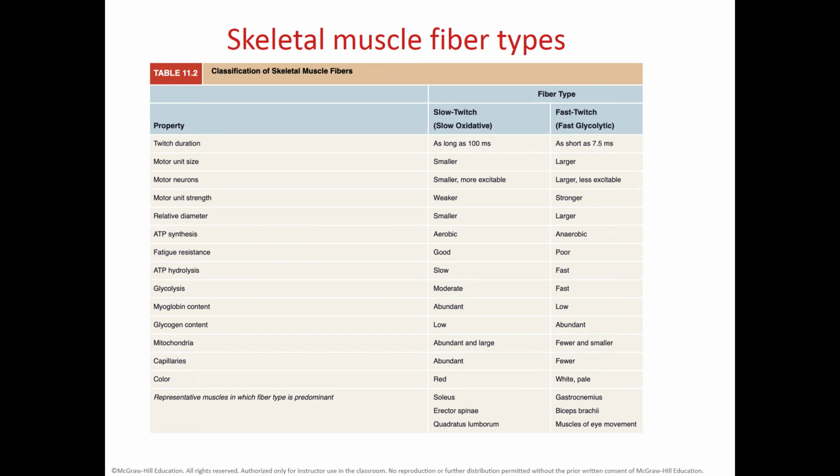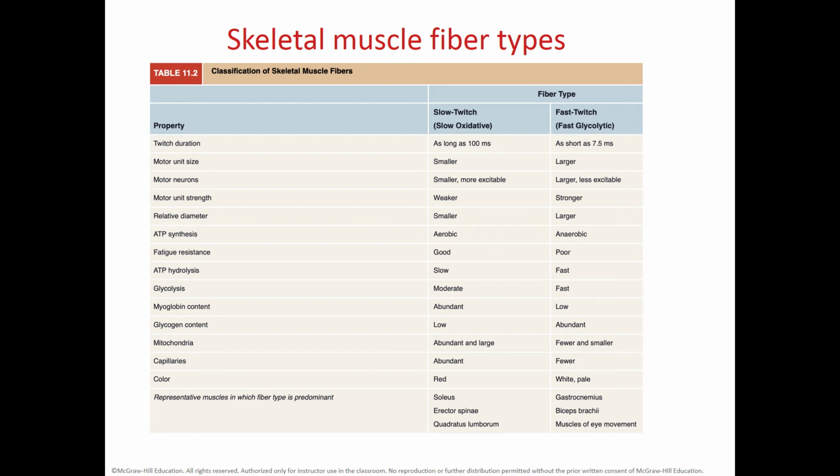And in terms of ATP synthesis, the slow twitch have many mitochondria, so they have good production of ATP through aerobic metabolism. And then the fast twitch have mitochondria, but not as many. So they have mostly anaerobic metabolism, so the metabolism without the use of oxygen. And then fast twitch is poorly resistant to fatigue, while slow twitch is fatigue resistant.